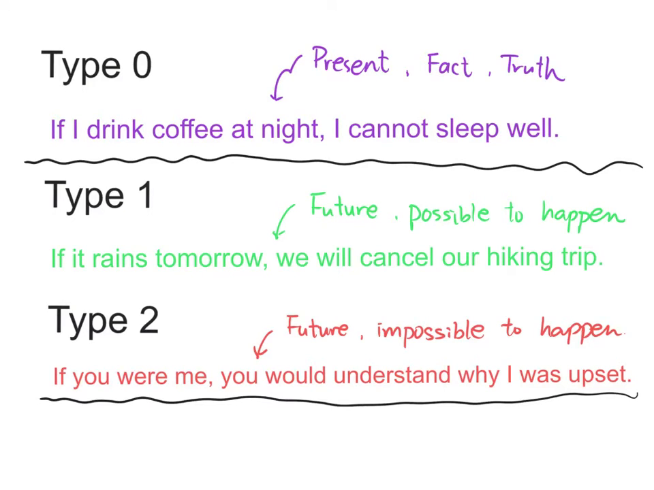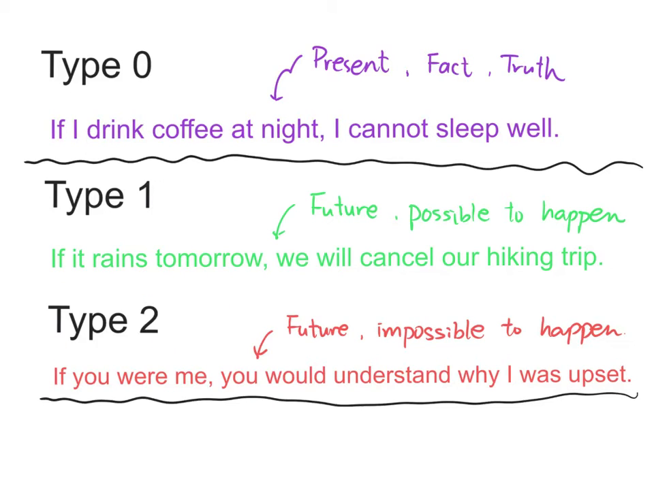The type 2 conditional sentence is similar to the type 1 conditional sentence. The condition hasn't happened yet. But the main difference between type 2 and type 1 is that the condition in type 2 is impossible, very unlikely to happen. But for type 1, it's actually very possible to happen. For example, in this sentence, maybe the speaker has already checked the weather forecast and knows that very likely it will rain tomorrow. So this condition is very likely to happen, and the speaker will use a type 1 conditional sentence.